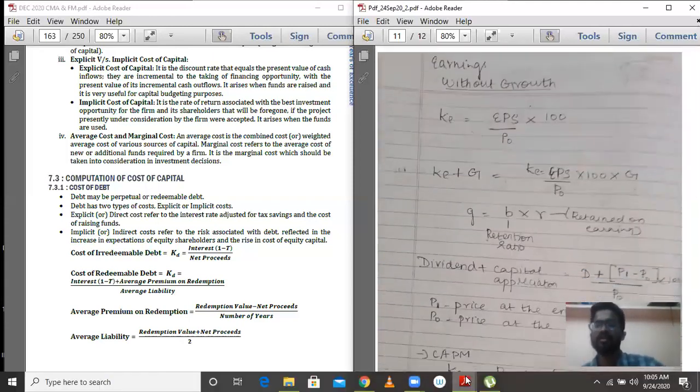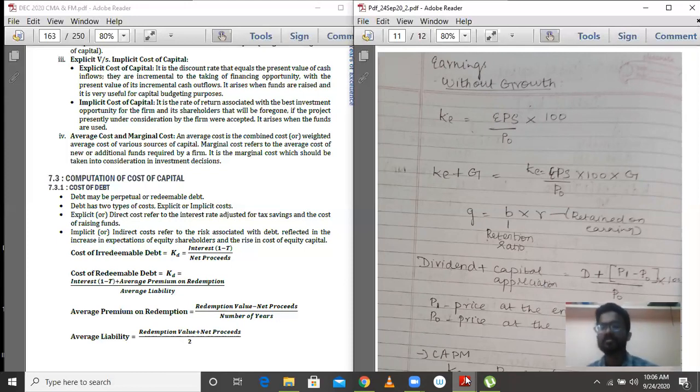Below that, the third arrow mark: earnings without growth. Here nothing is paid out as dividend. Suppose in a particular company like Google, they won't pay any dividend, because Google itself will ask whether you people are receiving any good returns compared to Google if you invest this amount outside. So there is no dividend paid out by Google. So KE is equal to earnings without growth.